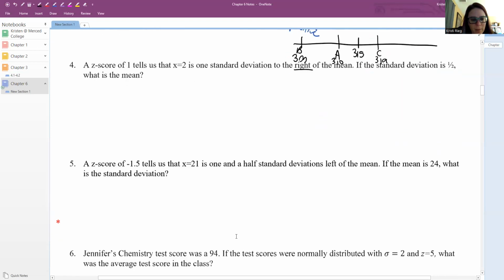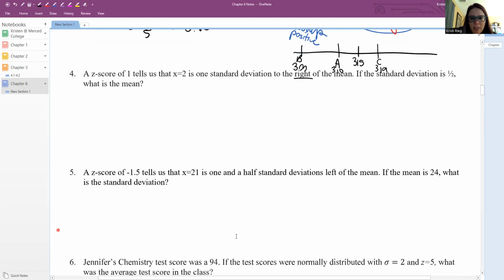Okay, a couple more we have. And so this is just practicing the formula. And now in these problems, I notice it's saying what the z-score is.